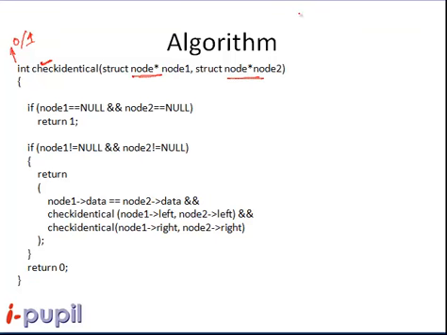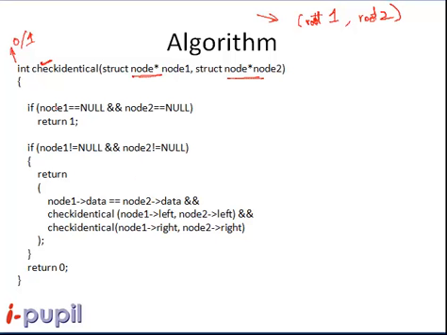So essentially, when I begin the algorithm, I call the function check identical with the root of tree 1 and the root of tree 2. So this is initially when I call the function for the first time.